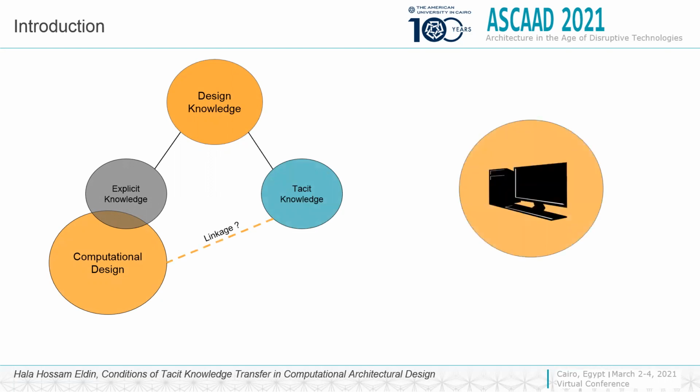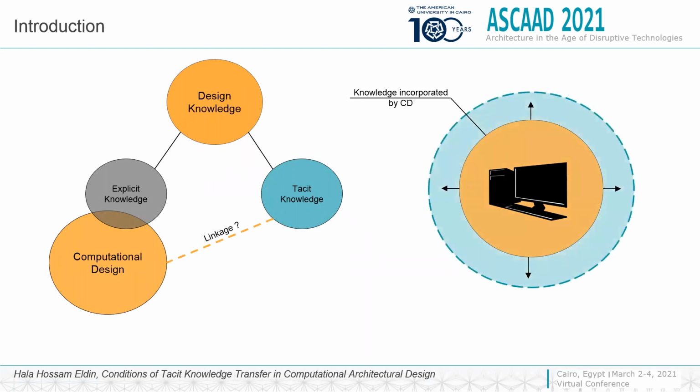It investigates the conditions and factors needed for tacit knowledge transfer in a trial for expanding the capabilities of computational design tools to incorporate intangible design attributes, particularly tacit design knowledge, and facilitate their flow between different design entities.